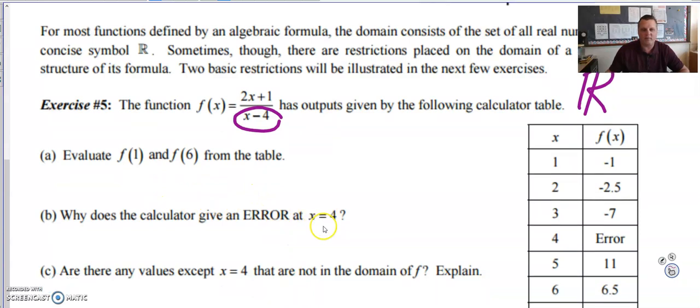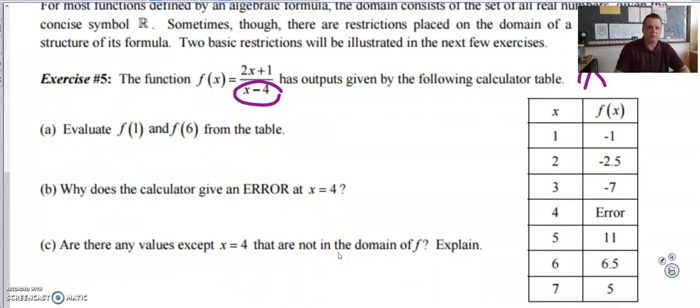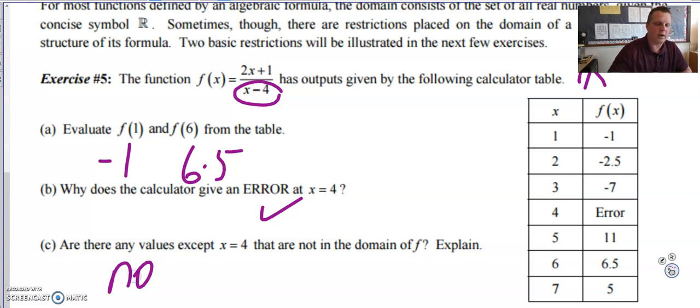Now, the value f of 1, f of 6 in the table. So f of 1 is just negative 1. f of 6 is 6.5. Why does the calculator give an error? I just told you why. It's undefined. Are there any values except x equals 4 that are not in the domain? No. All other values are in the domain, because that 4 is the only place where it's undefined.